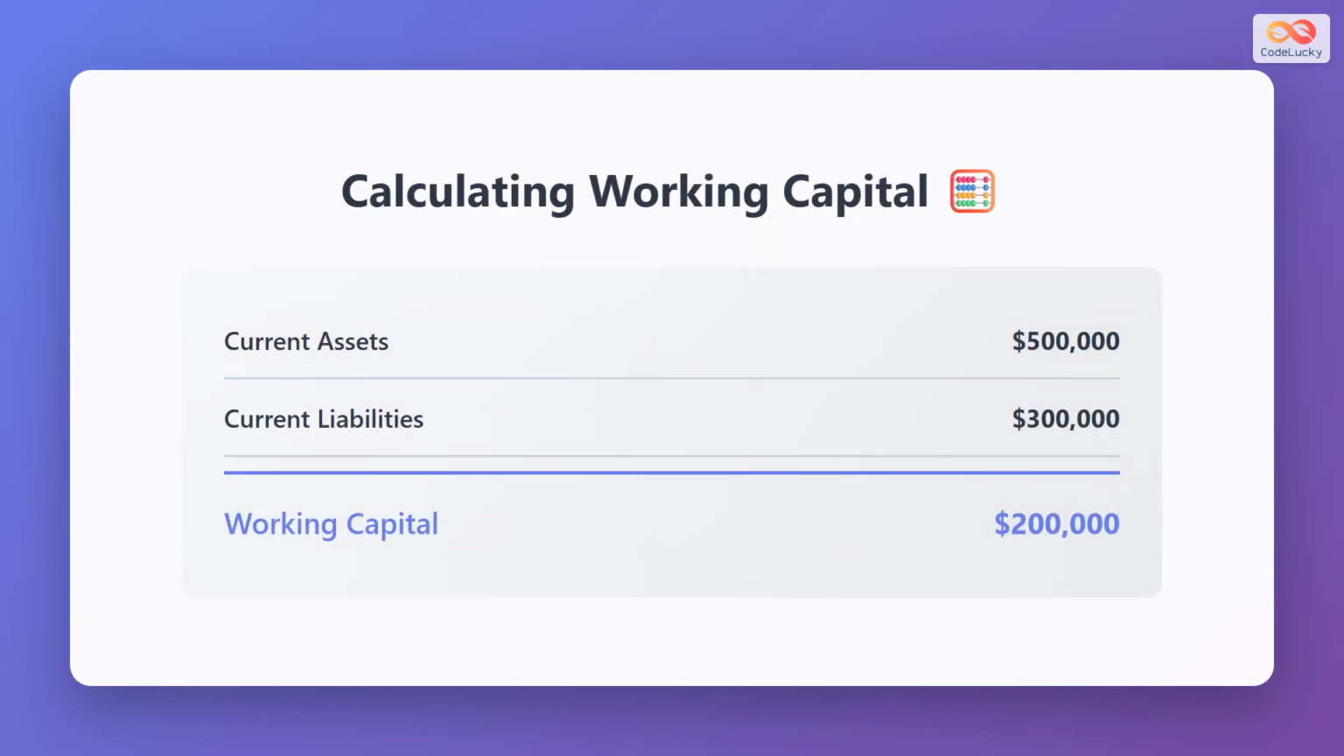Let's walk through a practical example. Imagine a company has current assets totaling $500,000. Their current liabilities amount to $300,000. To find working capital, we subtract current liabilities from current assets. $500,000 minus $300,000 equals $200,000. This positive result of $200,000 represents the company's working capital, indicating they have excess liquid resources after covering all short-term obligations.